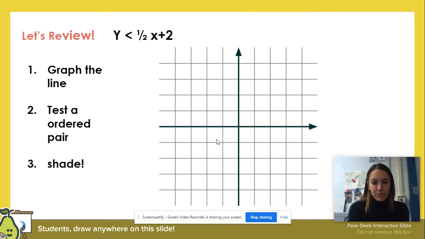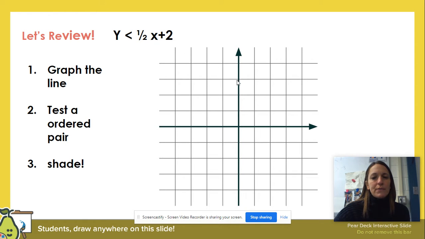Okay, today you missed in class a review on graphing inequalities, and we did some systems of inequalities. So let's remember how to graph an inequality. Remember, the inequality symbol tells us if it's a solid line or if it's a dotted line.